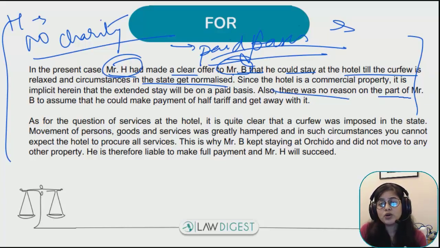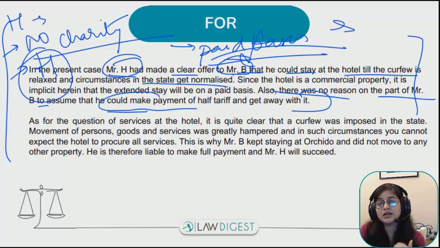He cannot absolve himself from this liability that he won't pay. Now, also there was no reason on part of Mr. B to assume that he could make the payment of half the tariff and get away with it. As I said, this is not a charity, or there is nothing in the condition to state. Mr. H has not stated, or Mr. B has not asked, that since the curfew is there, normal services might not be available, so we'll give you the stay at a discounted price. Or Mr. B also did not ask for it. So in that situation, he will have to pay the full tariff. So these are 3 points we have.